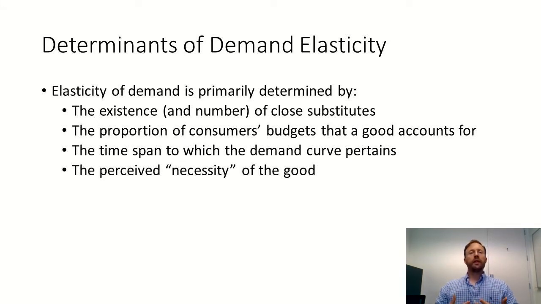Well, when we're talking about the determinants of demand elasticity, the question is, what are things that can flatten that demand curve out, make it more elastic, or steepen that demand curve and make it more inelastic? So there are 4 determinants of demand elasticity that we're going to consider in this video, and they're listed on the PowerPoint there. The existence and number of close substitutes is the first. The proportion of consumers' budgets that a good accounts for. The time span to which the demand curve pertains, and the perceived necessity or luxury status of the good. Let's go through those individually.